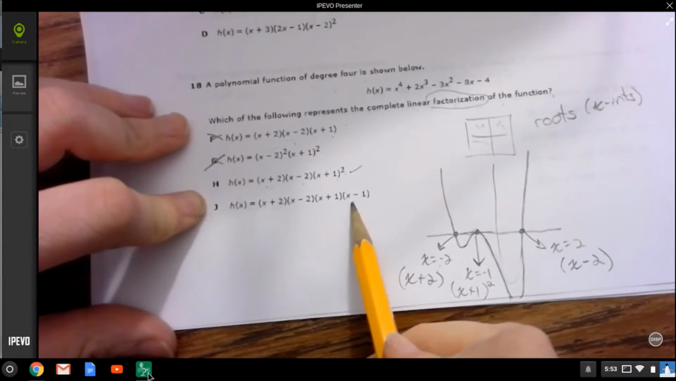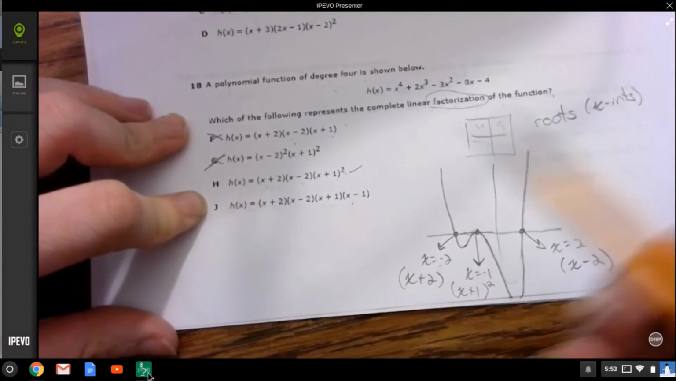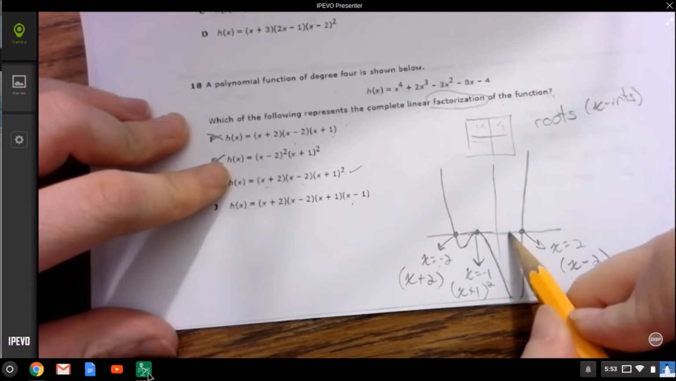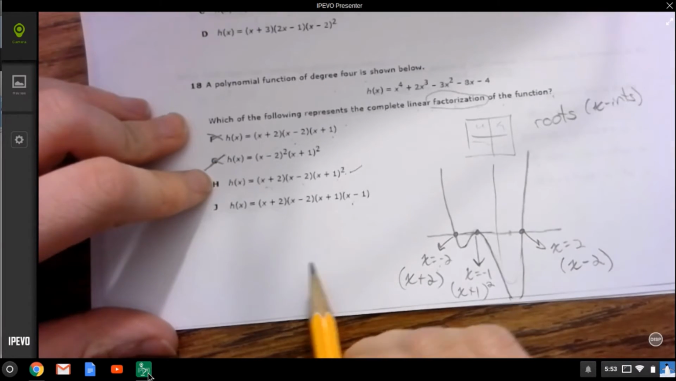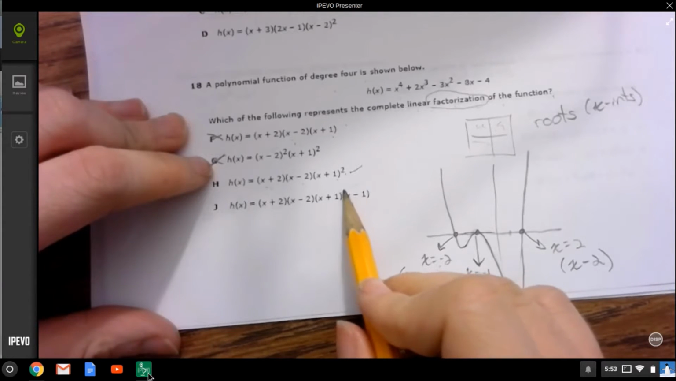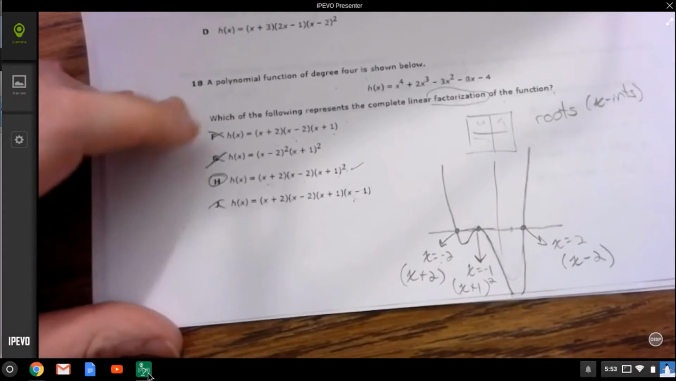And then check out this one. It has a factor of x minus 1, which would mean that I have a root of x equals 1, and I clearly don't because there's no root here at x equals 1. So that can't be the factorization because we don't have that factor. So that's not it either. So it is, in fact, H.